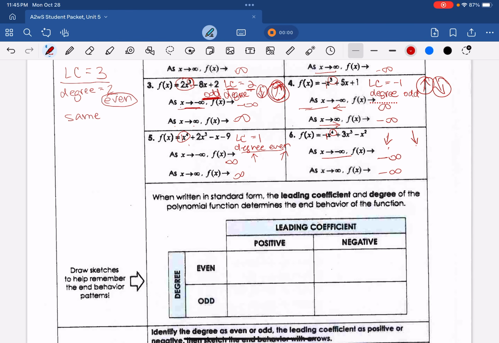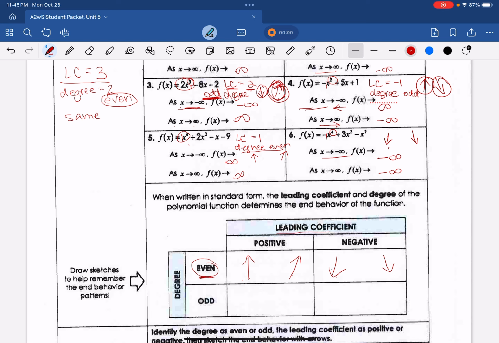So here's a little chart that might help you. If our leading coefficient is positive, that means the number in front of the x is positive. Then that means our right end opens up. And we know that if the degree is even, then the other side is opening up too. If our leading coefficient is negative, that means the right side is opening down. And if the degree is even, that means they're doing the same thing. So these are the end arrows of our graph.